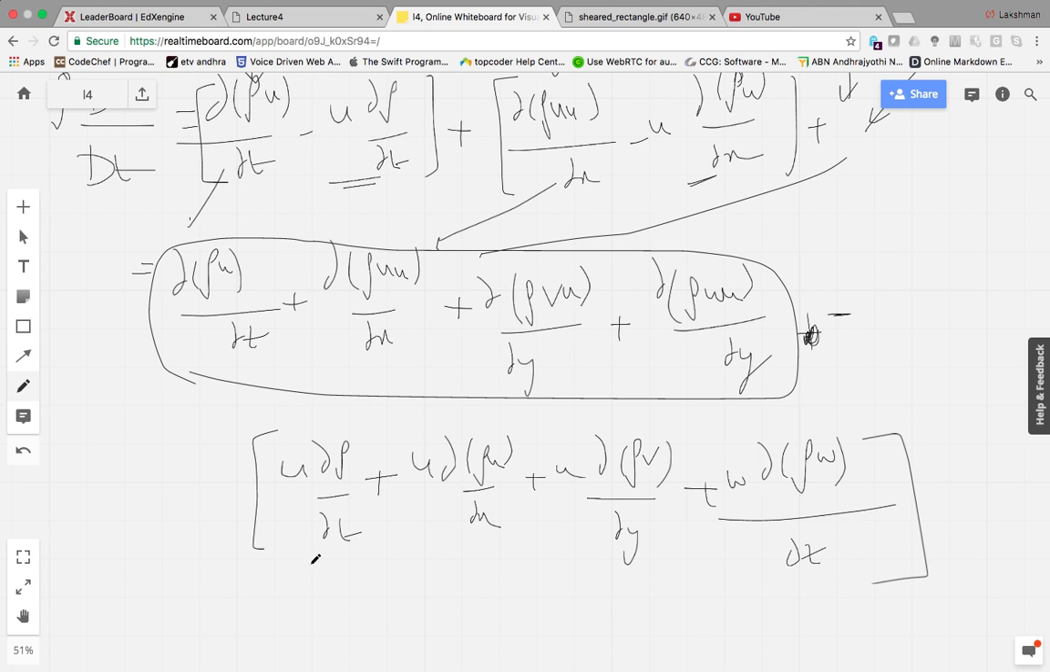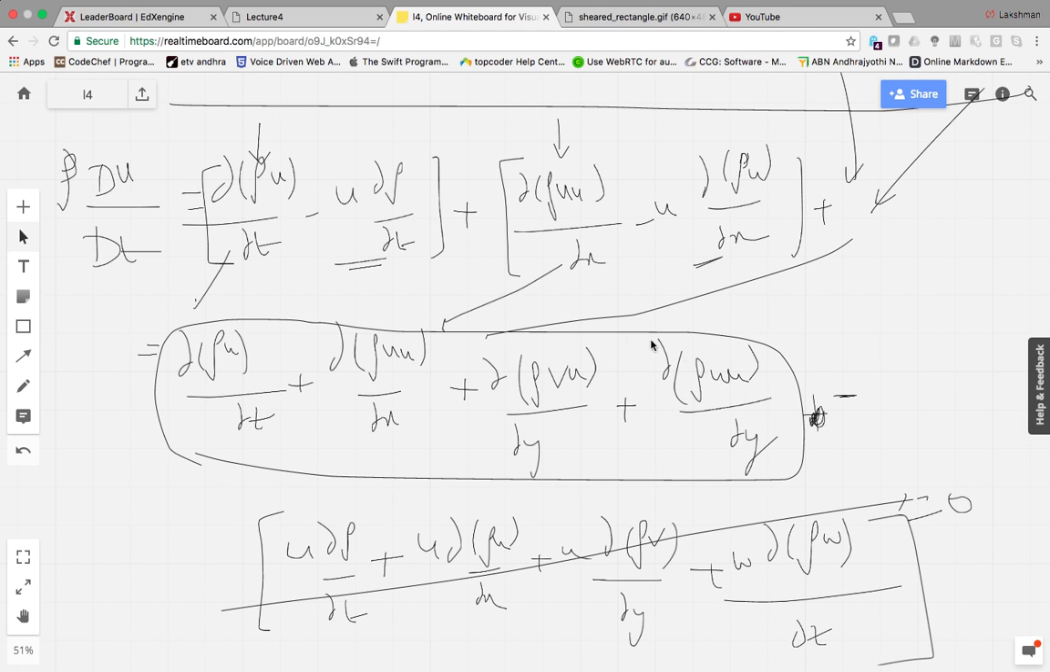And if you remember, if you take u outside, del rho by del t plus del by del x of rho u plus del by del y of rho v plus del by del z of rho w, that is conservation of mass, which you derived in the last class. That means this complete thing is equal to 0. So the left hand side, rho du by dt, is nothing but this one. This is written in conservative form now.